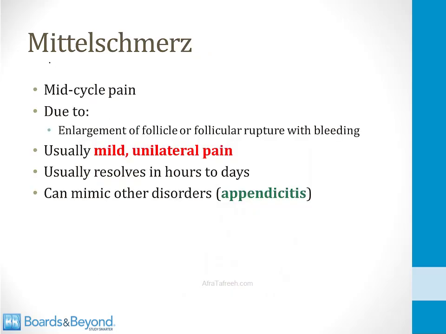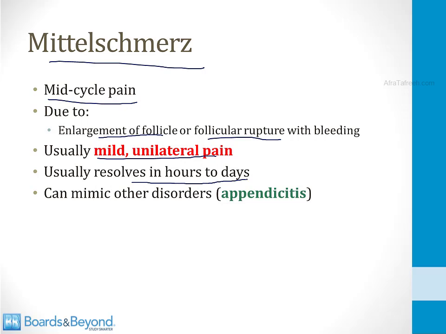There is a phenomenon called Mittelschmerz in which women develop abdominal pain around the time of ovulation. This presents as mid-menstrual cycle abdominal pain, and the pain is due to enlargement of a follicle, or sometimes it's from follicular rupture with bleeding. It usually presents as mild unilateral abdominal pain. It's unilateral because it's on the side in which the ovary is enlarged or ruptured. The pain usually resolves in a few hours or days. This is generally a benign disorder. However, sometimes it can mimic other disorders and be confused with appendicitis.